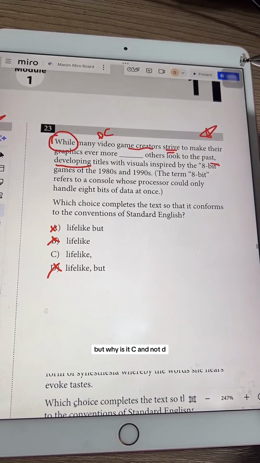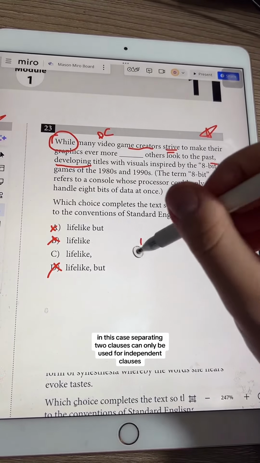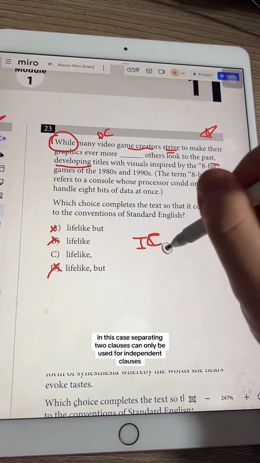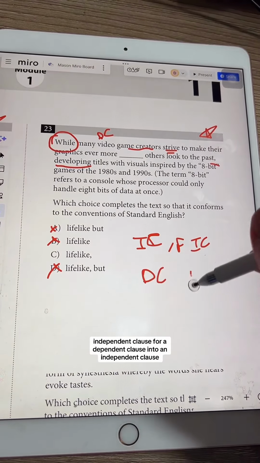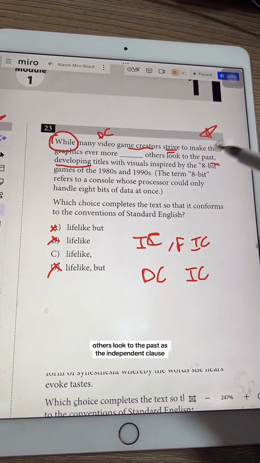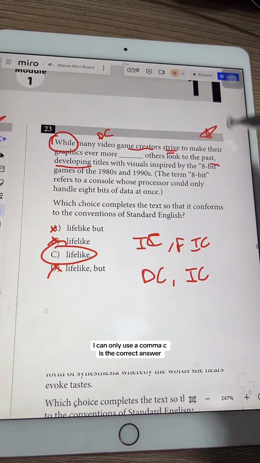But why is it C and not D? Because a comma, FANBOYS, in this case separating two clauses, can only be used for independent clauses. Independent clause, comma, FANBOYS, independent clause. For a dependent clause into an independent clause, others look to the past as the independent clause, I can only use a comma. C is the correct answer, not D.